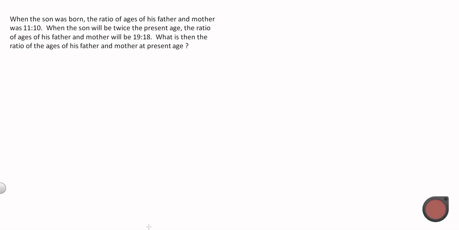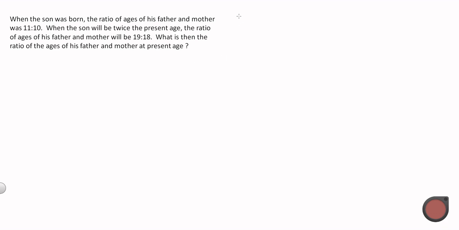Right, this is a very tough ratio question. Just have a read of this and see if you can do it yourself. Just pause the video and try yourself. Okay, I'm just going to give you some idea, give you a scenario of what this question is about.